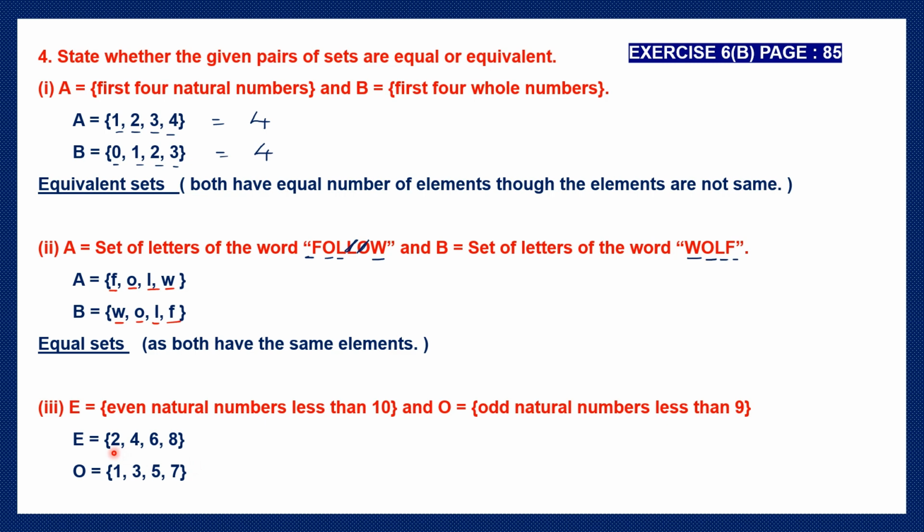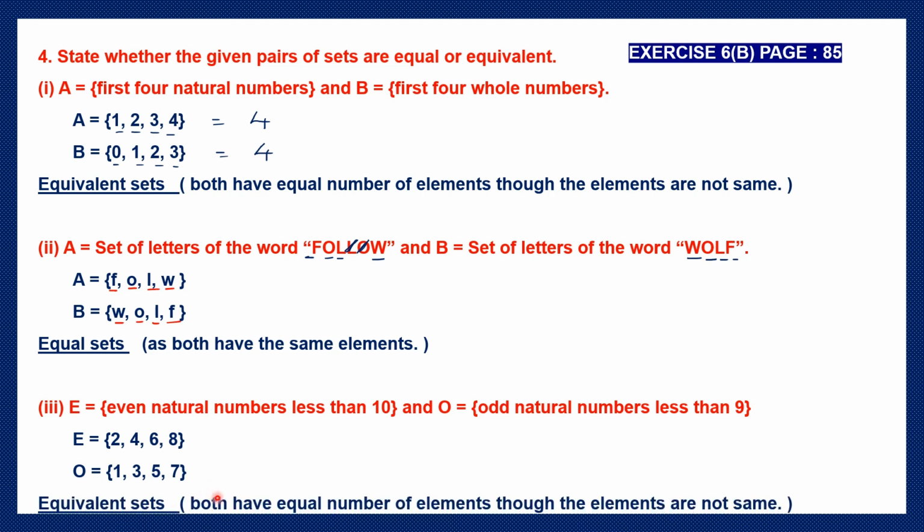But look at the cardinal number. How many elements do we have? 1, 2, 3, 4. Here, 1, 2, 3, 4. So the number of elements is the same. So we call them equivalent sets. So they're called equivalent sets because both have equal number of elements, though the elements are not the same.